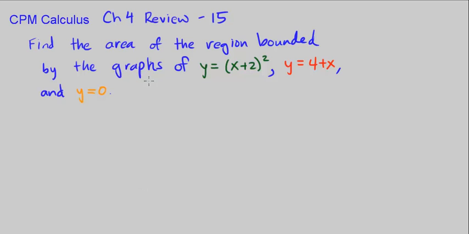This is CPM Calculus Chapter 4 Review number 15. So here we're asked to find the area of a region bounded by three graphs. We have y equals (x plus 2) quantity squared, y equals 4 plus x, and y equals 0. So first, what I'm going to do is sketch it, right?